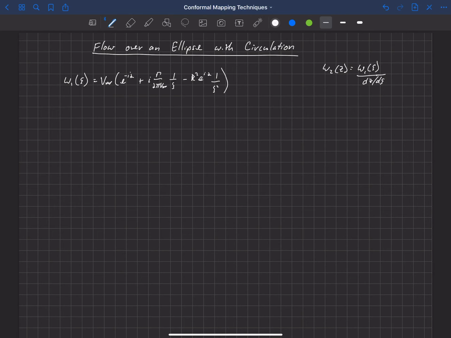And now let's apply this transformation. We're going to say that z is equal to zeta plus (r minus epsilon) squared over zeta. Okay, and we can rearrange this to get that zeta is equal to z plus or minus the square root of z squared minus 4 times (r minus epsilon) squared, all over 2.